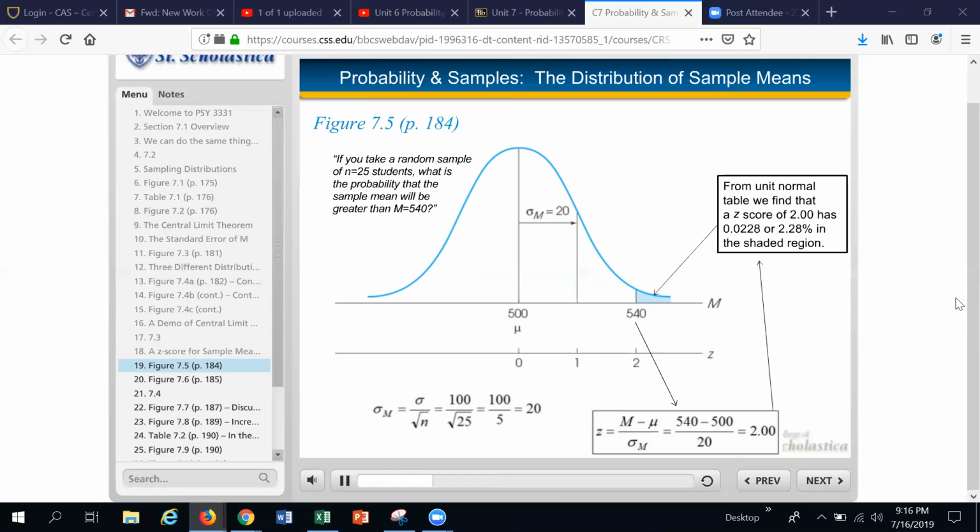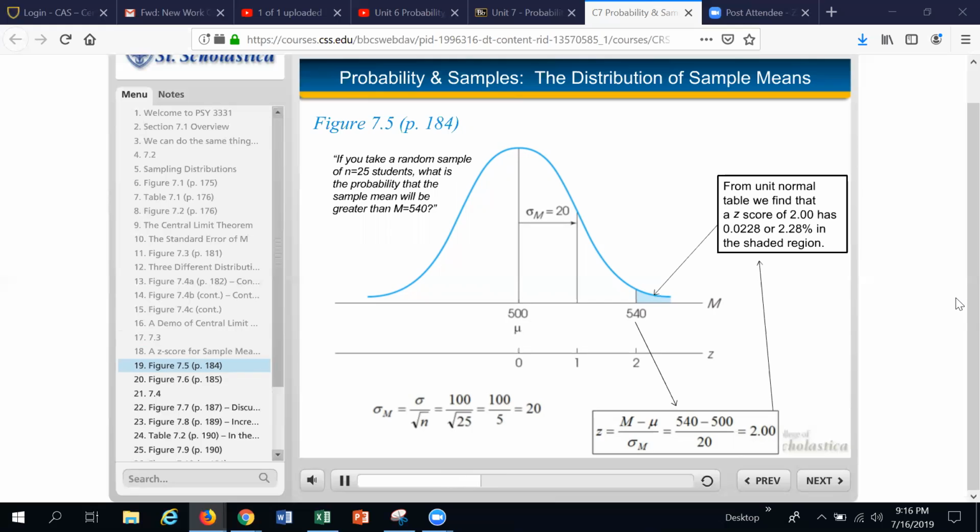Then, using that sigma sub m, we next calculate the z for this sample, as shown in the other boxed formula. Notice, I drew an arrow down from the graph at 540, because that is the cutoff we are interested in with regard to finding the probability of getting a mean above 540 for a sample of 25 students.